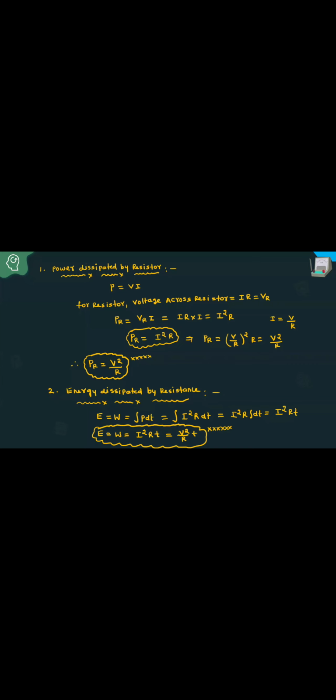Next, one more point you have to remember here. This is the power dissipated by resistor, and this is the energy dissipated by resistor: V square by R into t, and I square R into t. I'm asking for one example. What is the practical example of a resistor, students, having only resistance property? Can anybody tell the practical examples of resistive elements?